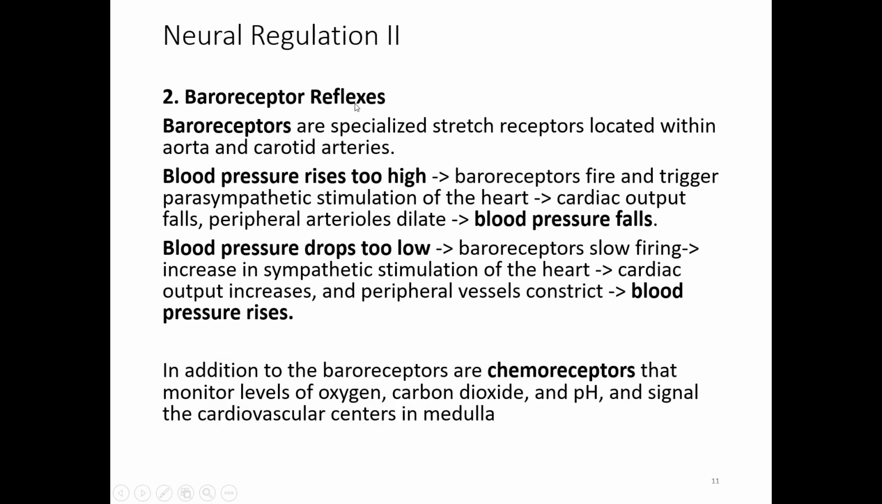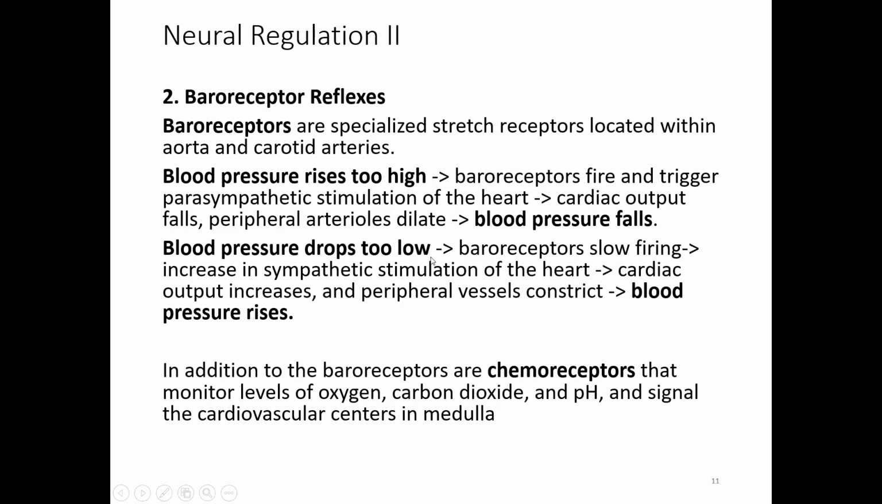Continuing neural regulation. Baroreceptor reflexes. Baroreceptors are special receptors that feel stretch of the blood vessel walls, and they are located in aorta and carotid arteries. When blood pressure goes too high, baroreceptors feel it, they fire strong and activate parasympathetic stimulation of the heart. Heart rate goes down, cardiac output falls, and peripheral arterioles dilate. It means that blood pressure falls.